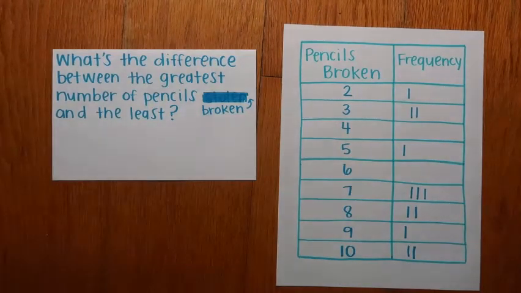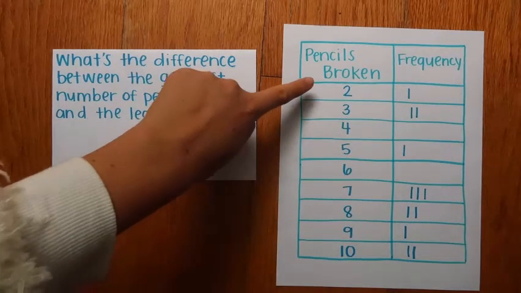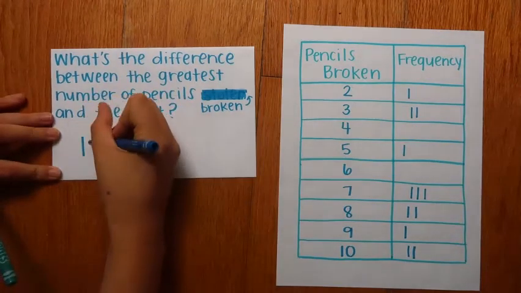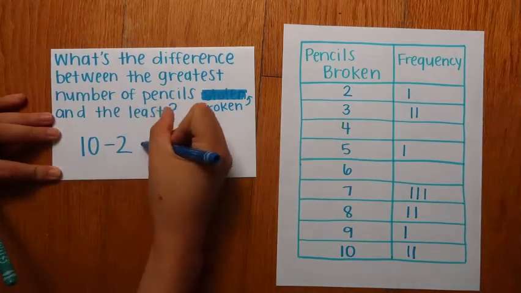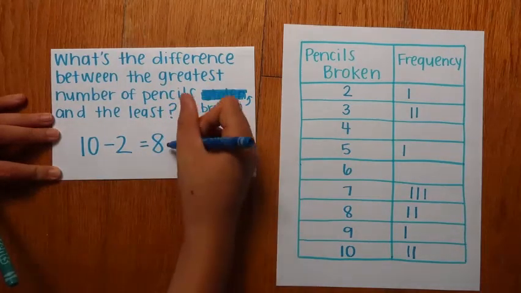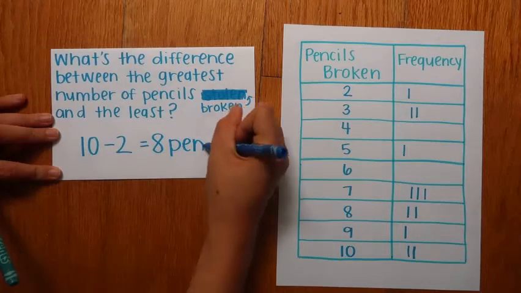The next question says, what's the difference between the greatest number of pencils broken and the least? So the greatest number of pencils broken would be found down here. 10 pencils was the greatest number broken. 2 pencils was the least amount broken in a week. So to find the difference between them, I would do 10 minus 2 to get 8. The difference between that would be 8 pencils.